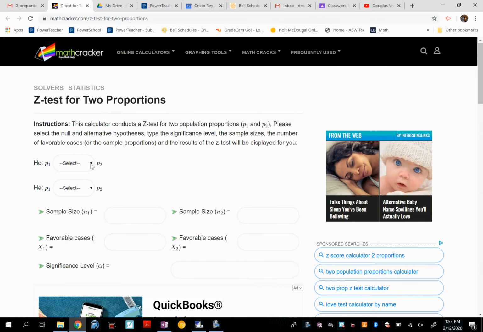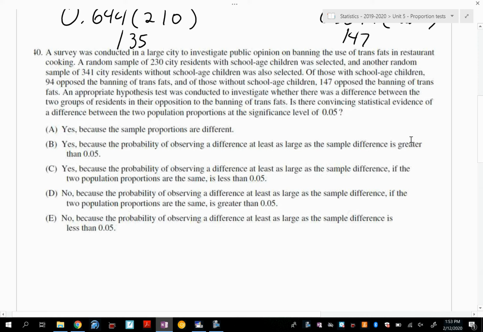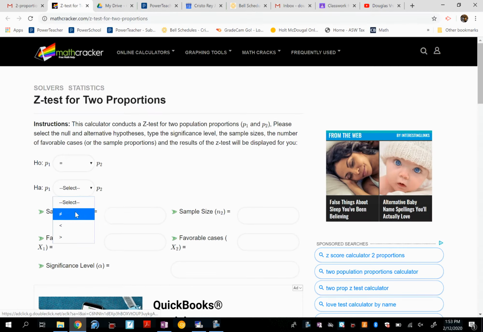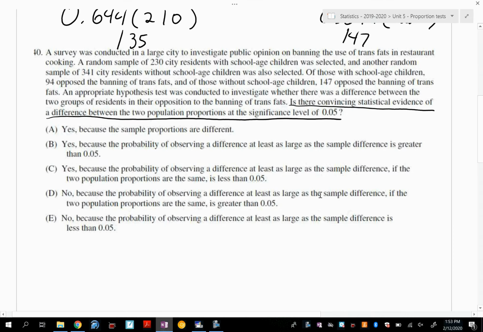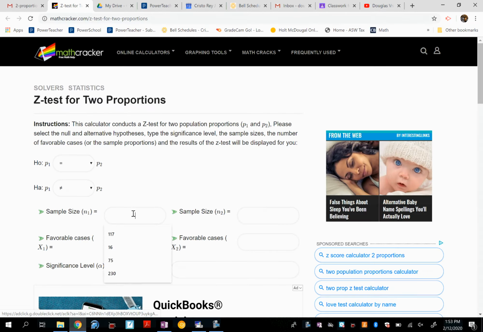What is our null hypothesis always going to be? Equals. Let's look at the problem. It says, is there convincing statistical evidence of a difference between these two? So does that tell me about one being higher or lower? No, it just says, are they different? So for the alternative, I'm going to use not equal to. Let's go back here. What is the sample size for my first group? Very good. 230 residents with school-age children. So I'm going to type in 230.